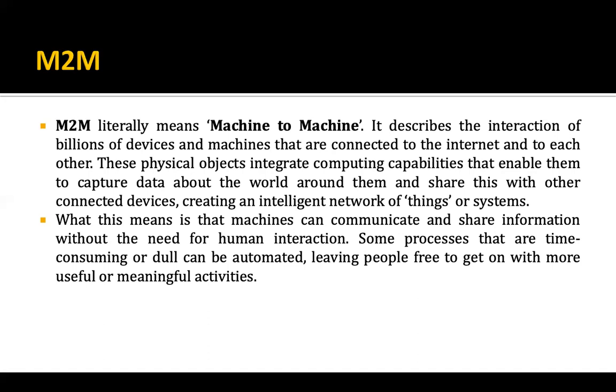Some processes that are time consuming or dull can be automated. As I told you in the example, like a washing machine, this leaves people free to get on with more useful or meaningful activity, and the rest of the things will be done by the machine intelligence by communicating with each other.